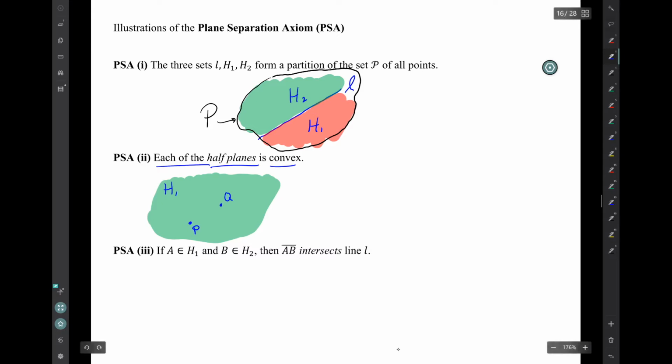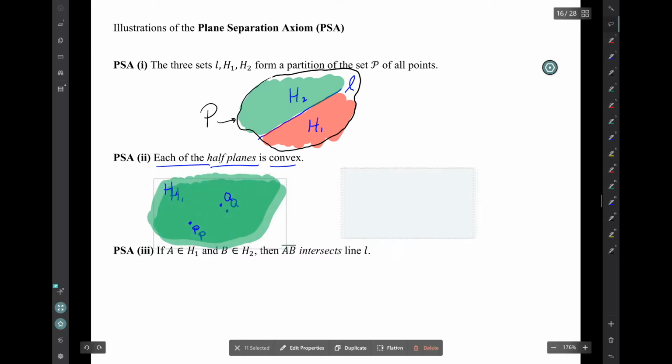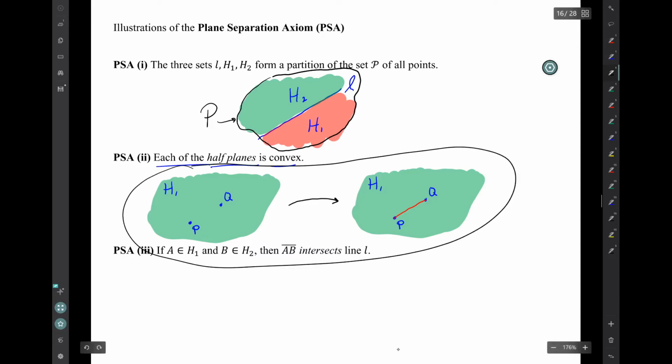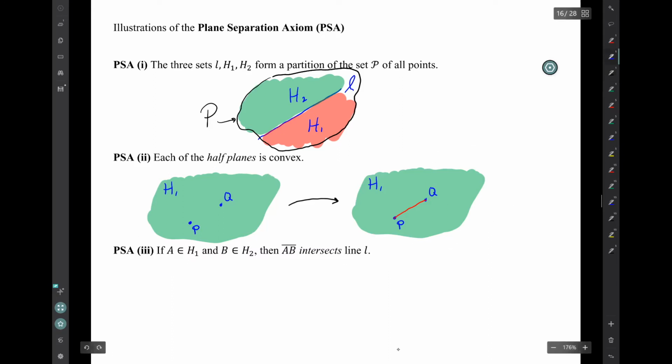Now I'm going to make a copy of this drawing over to the right. So the statement that half-plane H1 is convex could be illustrated by this drawing. If you have points P and Q that are distinct points that are elements of set H1, then segment PQ is a subset of H1. Finally, how do we illustrate PSA3? If A is in H1 and B is in H2, then segment AB intersects line L. Well, I'll do the same thing, making two drawings, one to illustrate the hypothesis and another drawing to illustrate the conclusion.